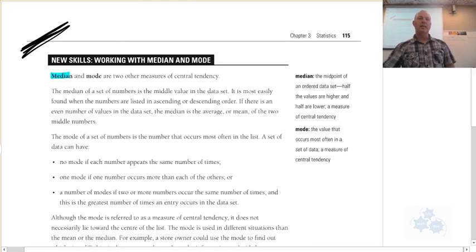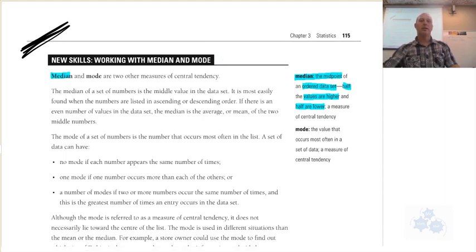a median is a middle number, the midpoint of an ordered data set. That means if you have all of the numbers ordered, either from least to greatest or the other way around, greatest to least, the middle number, or the midpoint of that set of data, is called the median. So half of the values are higher, and half of the values are lower. This is the second measure of central tendency.